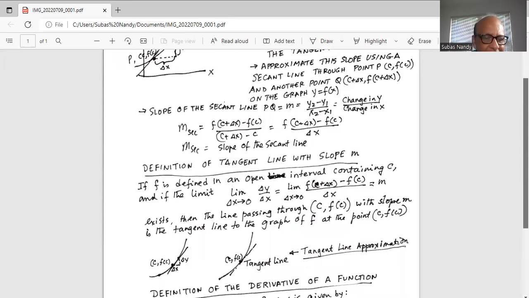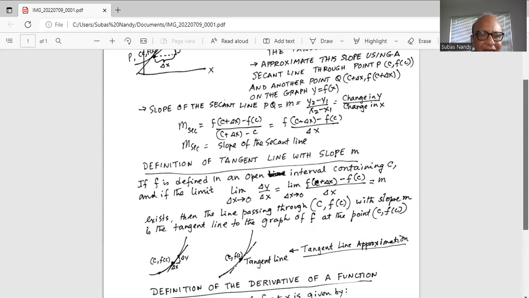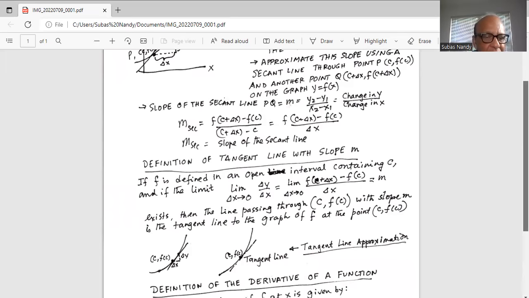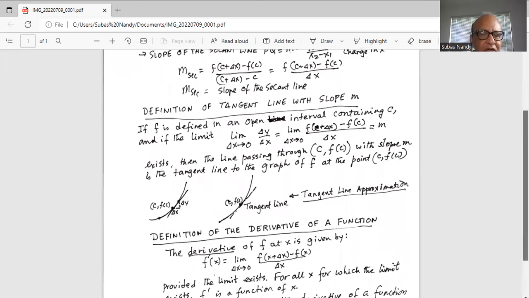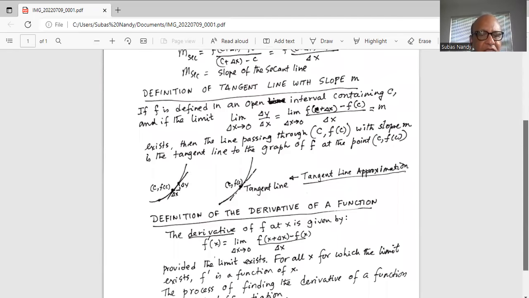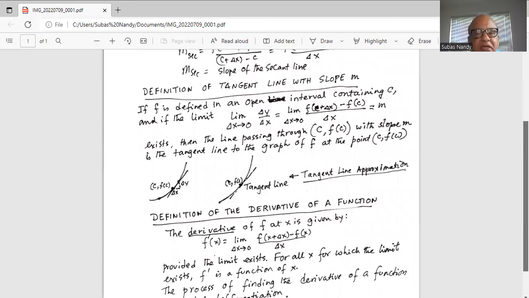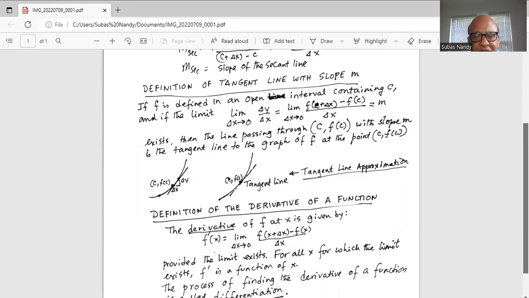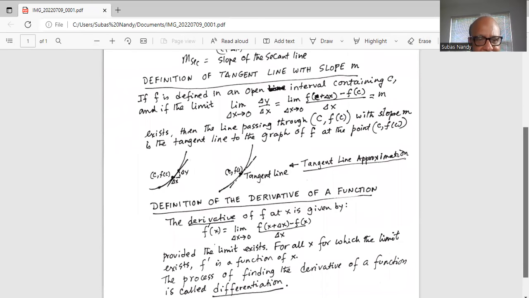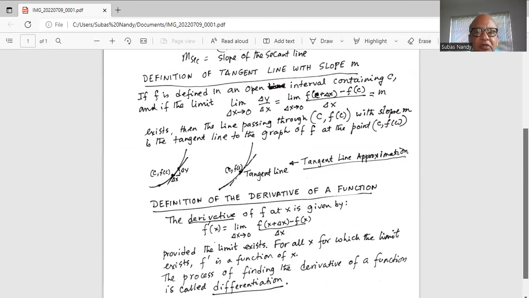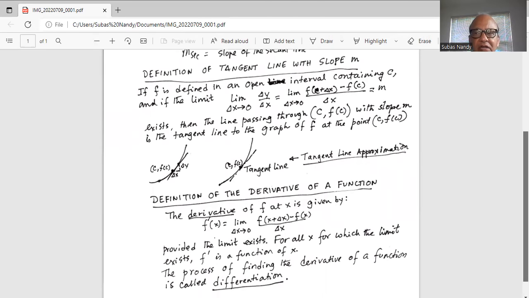And from the secant line, we make delta x very small. We reach the tangent line, which touches the curve at only one point c, f of c, the curve being y equal to f(x). And from that, we define the derivative of the function. The derivative of the function is given by f prime x, which is the limit as delta x tends to 0 of the value of the function at x plus delta x minus f(x) divided by delta x, provided that this limit exists. Then the derivative of f(x) is given by f prime x. And the process of finding a derivative is called differentiation.